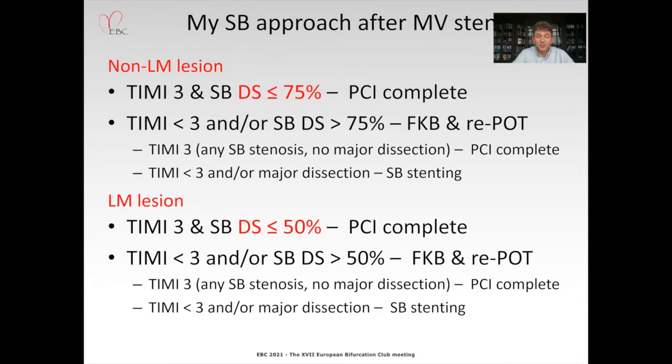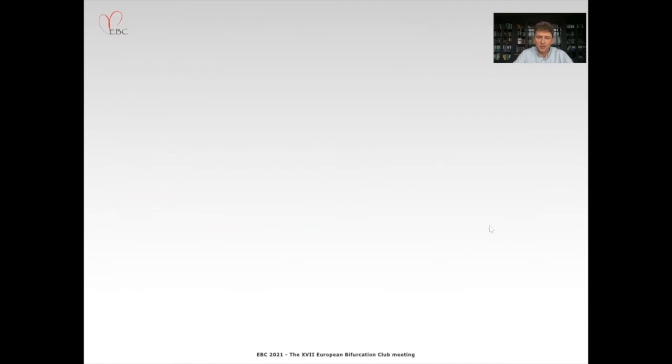And then if there is TIMI 3 with any side branch stenosis and no major dissection, I finish the procedure, and if TIMI flow is less than 3 or there is a major dissection, I stent the side branch. As for the left main lesion, it is exactly the same, but my threshold is slightly lower. So it is not 75% but 50% to consider PCI as optimal.